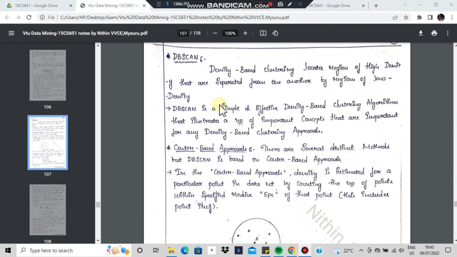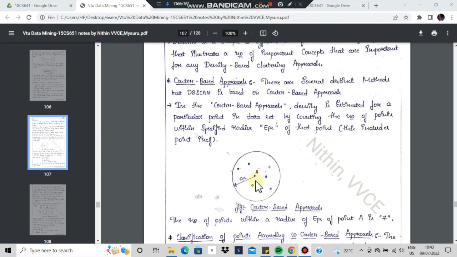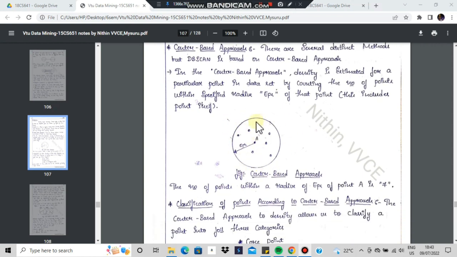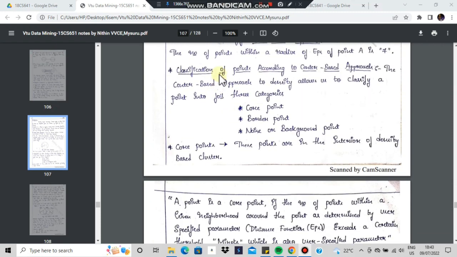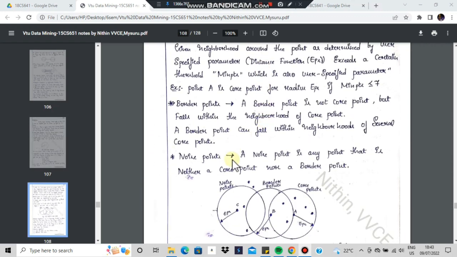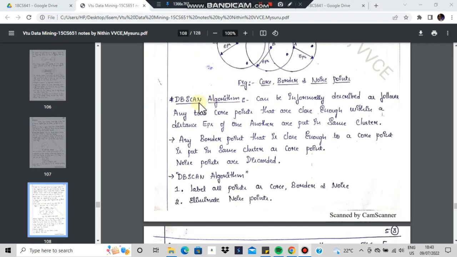So started from here, what is DBSCAN? We saw it's density based clustering, and center based scan, it has a center and EPS is the radius, and the number of points lying within the radius is used for calculation of density and classification of points according to the center based approach: core point, border point, noise points. So this is a diagram which you have to make and explain the differences between each of these. Just the key point difference is sufficient. Then we have the algorithm for DBSCAN, and we are done with the second chapter.